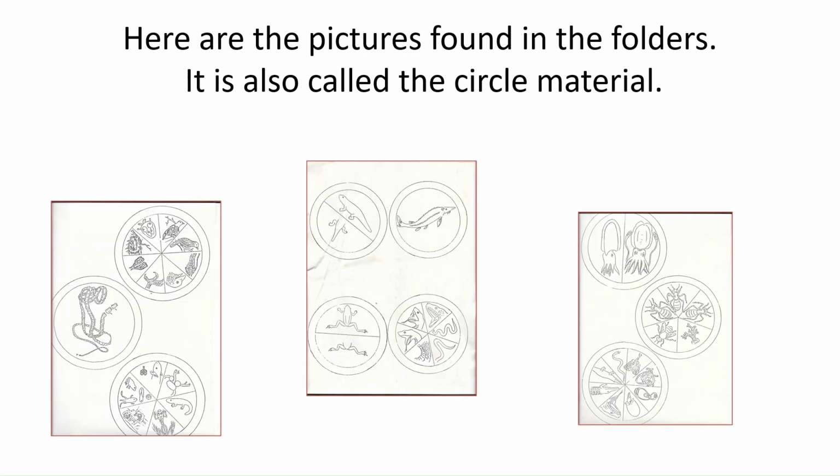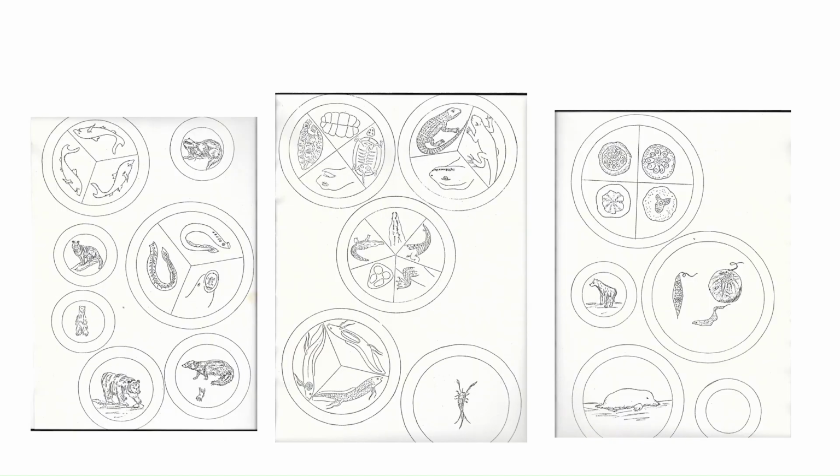Here are the pictures found in the folders or inside the lid of the box. It is also called the circle material. Most of these I have are of invertebrates or non-chordates. Now these pictures I have are of chordates and non-chordates. So you will have to find the relevant one, cut them and stick it inside the box and color the relevant part in red.